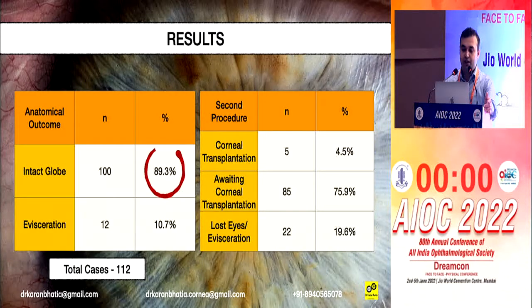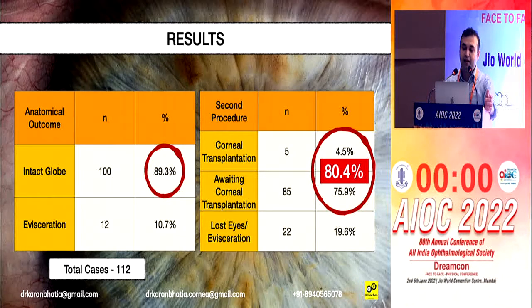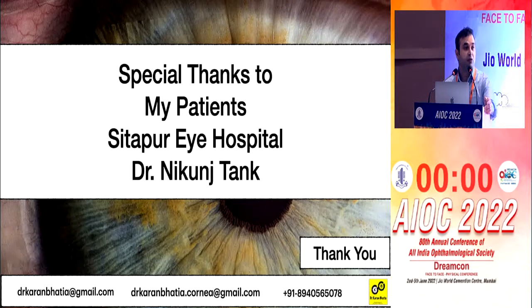And if you look at this, we had almost 90% eyes with an intact globe out of 112, and we managed to save basically around 80% of the eyes. So it is really gratifying if you can save those eyes.